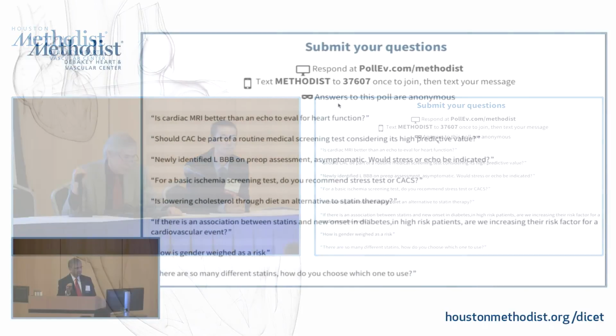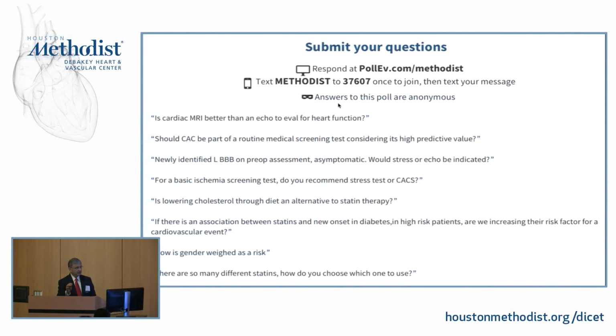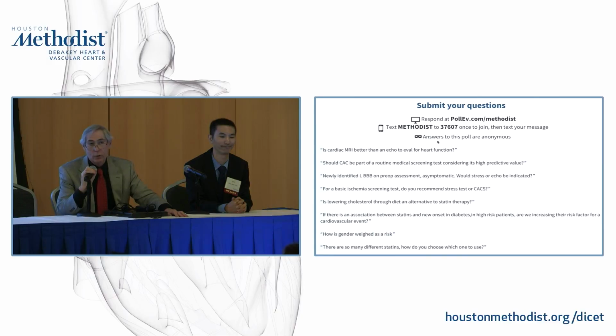Should calcium score be part of a routine medical screening test considered the highest predictive value? I'm not sure about routine. I kind of went through this, but in an asymptomatic individual, I think calcium scoring is your first initial test if someone is at least at intermediate risk for having coronary artery disease, because you identify plaque. You therefore can make a decision in terms of whether you want to treat that individual aggressively or not. And I would say yes, based on the MESA data and everything else that I showed you today.